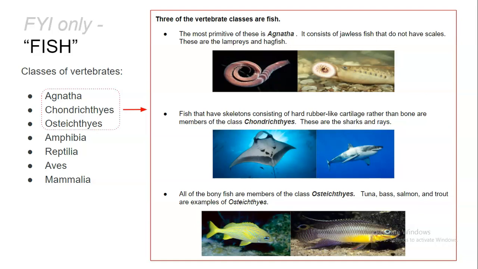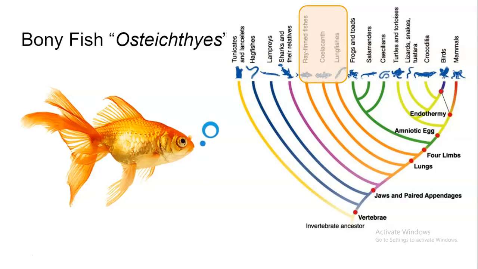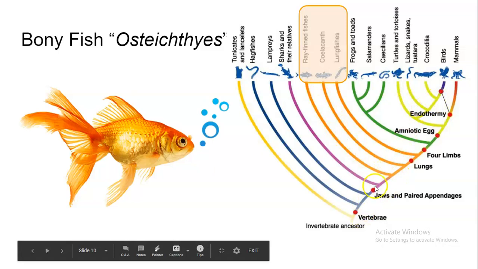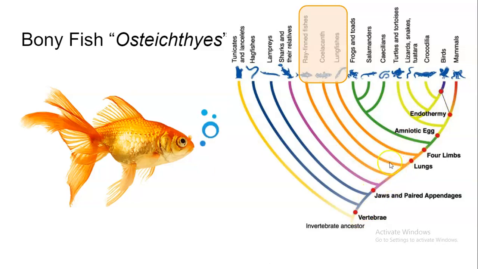And really the only one that you need to know about are the bony fishes, which are usually what you think of when you think of a fish. These belong to the class Osteichthyes. Tuna, bass, salmon, trout, they're all examples of Osteichthyes. Okay, so again, looking at this tree, Osteichthyes, because they're here, they would have a vertebrae, and they would have jaws and paired appendages. But they wouldn't have lungs just yet, or at least not unless you're counting the lungfish.